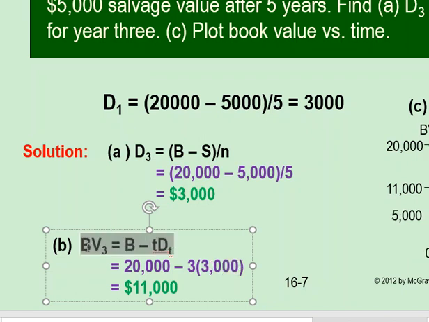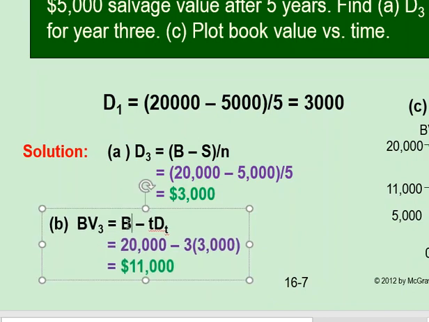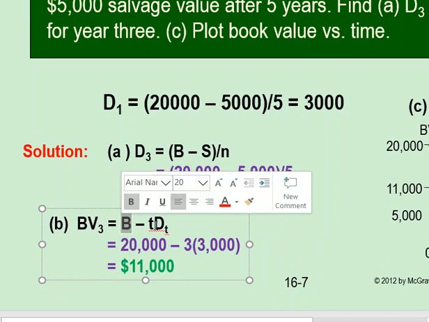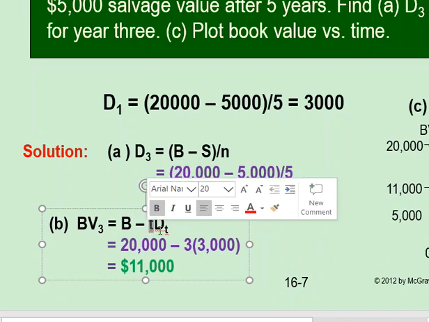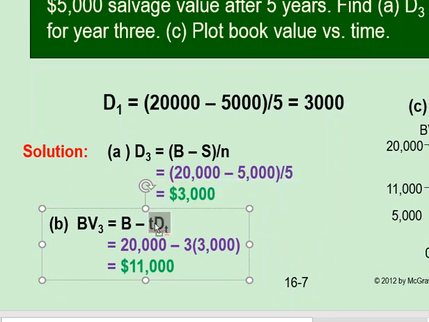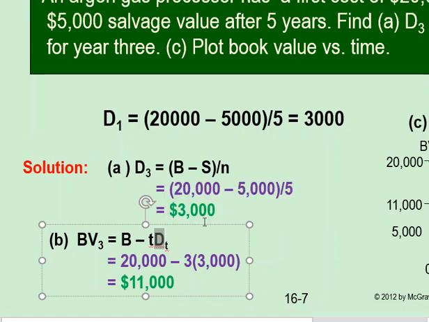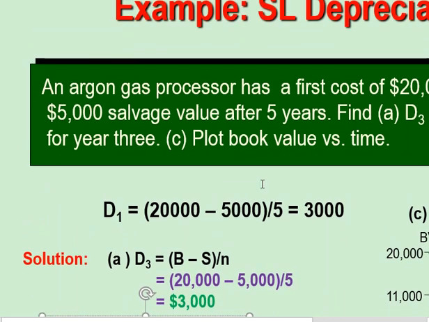And also this is a given equation. So now if I want to solve for BV3, I have B, it's always constant. T is a variable. And this is always constant. Why? Because we said it is a straight line depreciation.